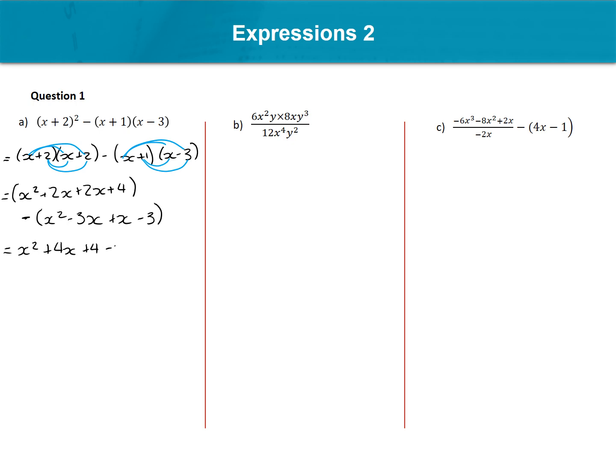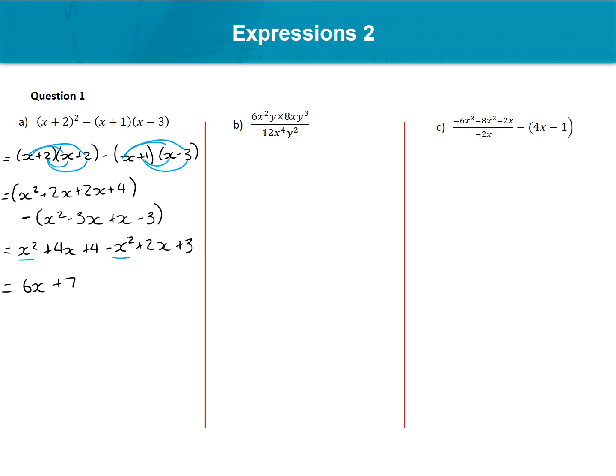Now we can add or subtract our like terms here. So we have an x² and a minus x², which leaves you with nothing. We have 4x plus 2x, so you're left with 6x. And then we have 4 plus 3, so we have 6x + 7. Alright, moving on to B.